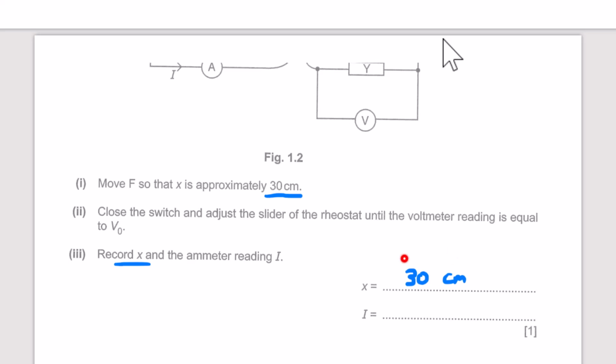How come? Because whatever you write down here must reflect the precision of the measuring instrument. And since you are using the ruler, which has a resolution of 1 mm, instead of 30 cm, you have to write down 30.0 cm.